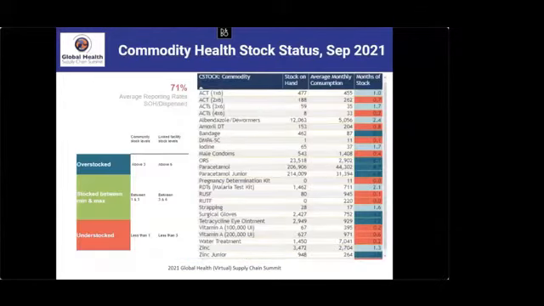For the next slide, we're going to talk about the stock status as of September 2021. And the color codes are used to indicate stock levels of different commodities at community level and at the link facility. This enables the decision makers to decide on appropriate measures to take in each case, whether they are understocked, stocked between minimum and maximum, or they are overstocked.